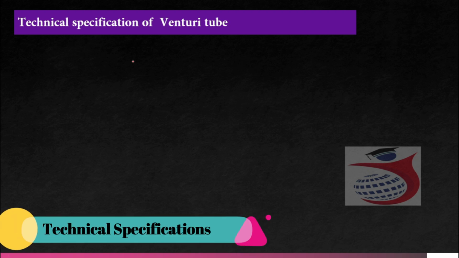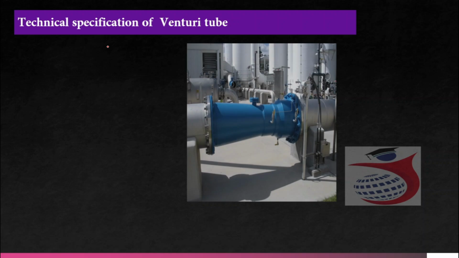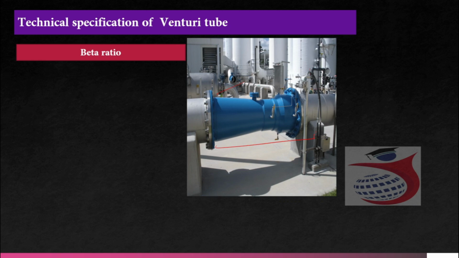Technical specification. From here, detail engineering is started. Technical specification for Venturi tube. Here we have installed one Venturi tube, and like that we install it. Beta ratio.